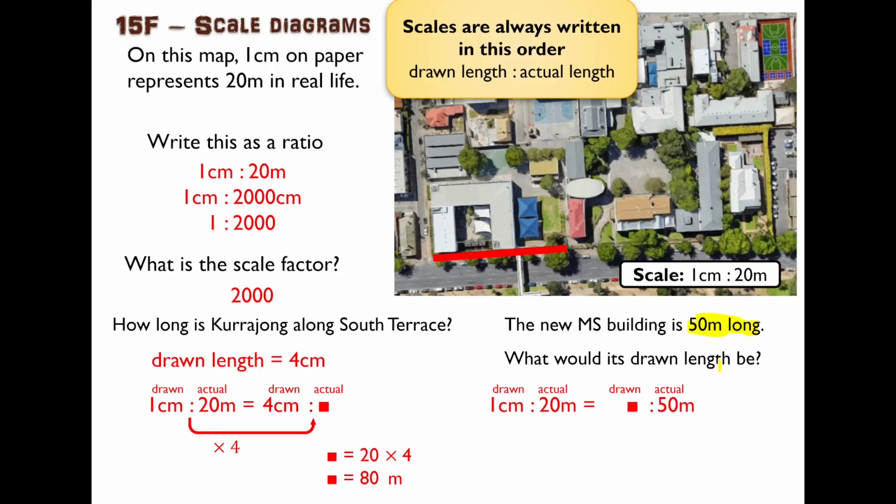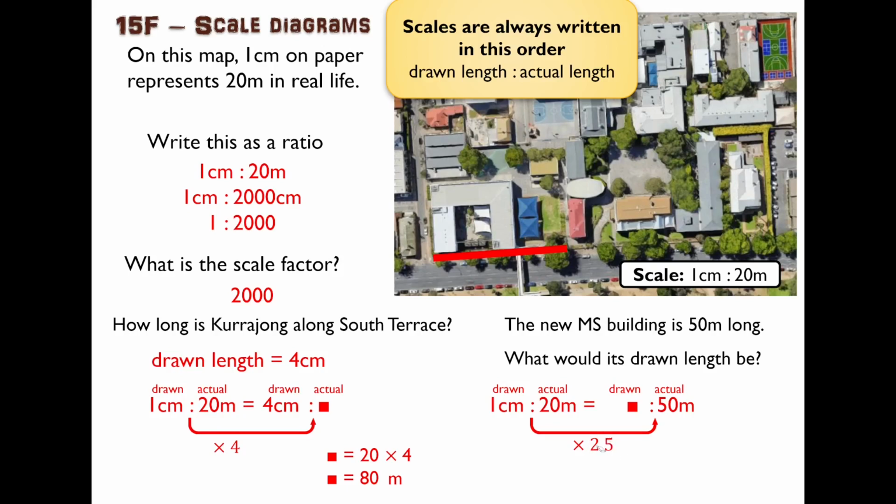That's the actual length. The actual length is 50 meters, so I can write that here. All right, well now I can do the same thing as before to solve this proportion. To get from 20 to 50, 50 is bigger than 20, so I need to multiply by something. I need to multiply by 2.5.